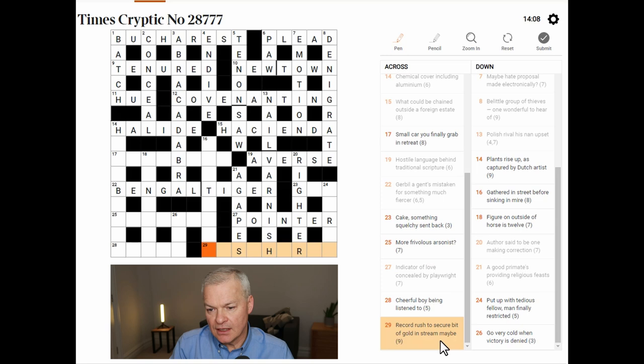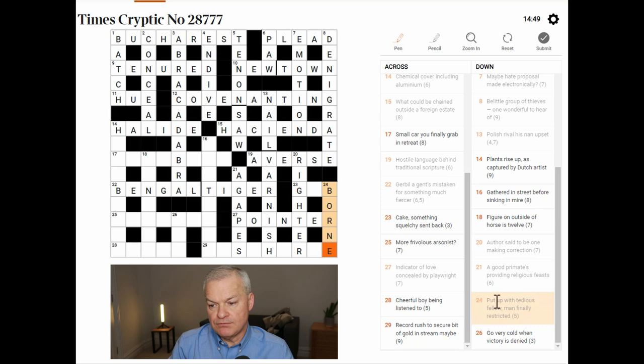Now, record, rush, to secure bit of gold in stream, maybe. Wow, what is this? I wonder if bit of gold is G, but I'm not seeing where that fits in. Does the R help with 24 down? Put up with tedious fellow, man finally restricted. Yeah, this is born.